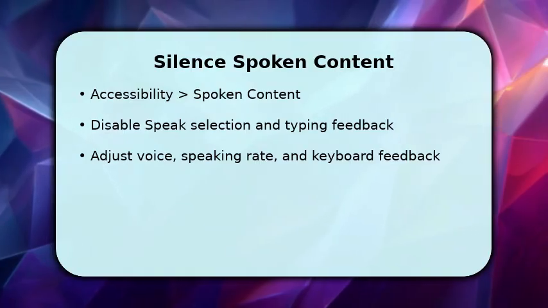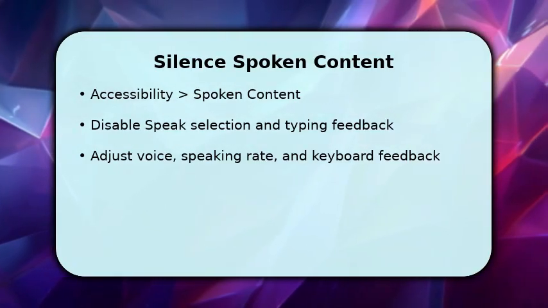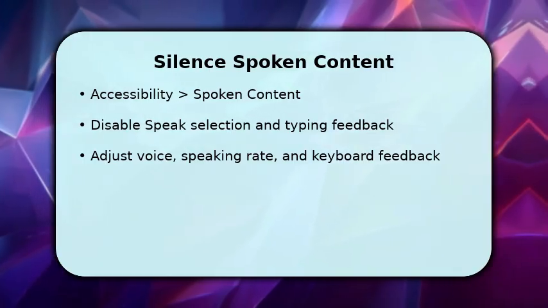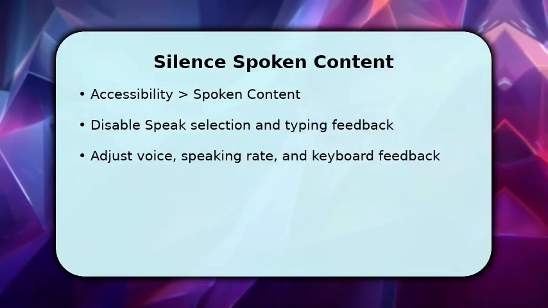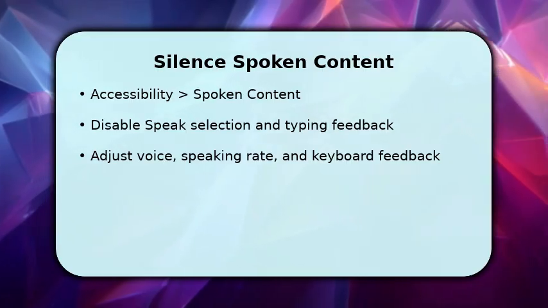Next, go to Accessibility and choose Spoken Content. This is the deeper setting that controls speech for selections and typing feedback. You want to turn off Speak Selection and any typing feedback options. Once done, the system stops reading text as you input it.